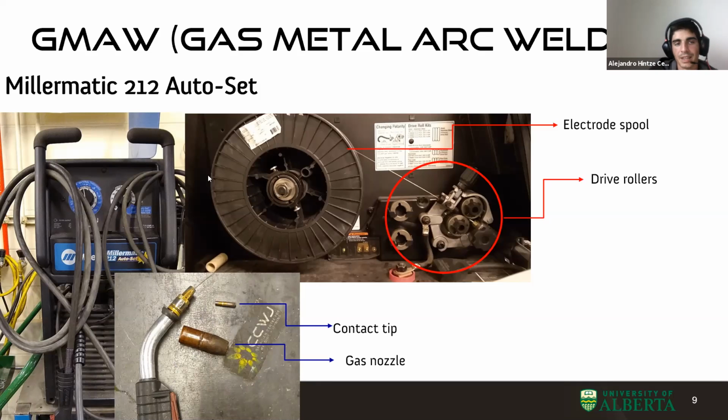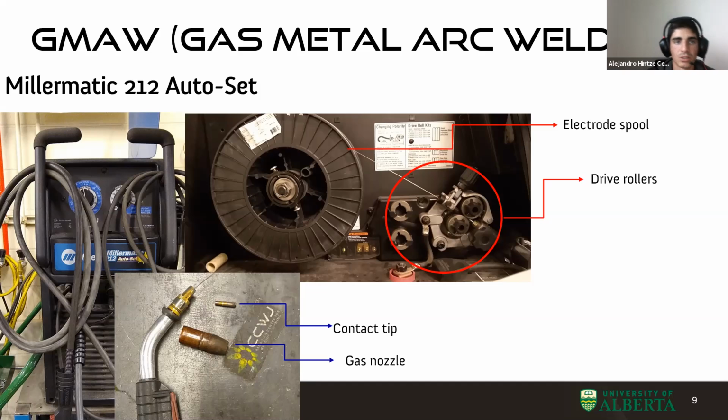The other thing that you might not see here is the gas inlet. This process needs gas. It can be argon, it can be CO2, it can be helium, but this process needs gas. So you will see that the machine has a gas inlet as well, right?